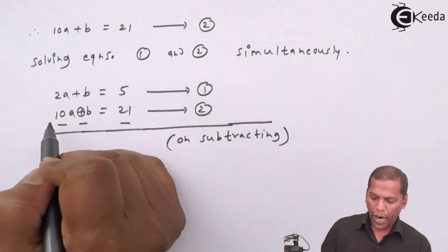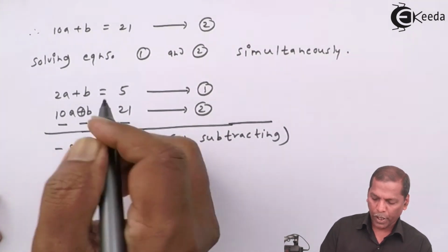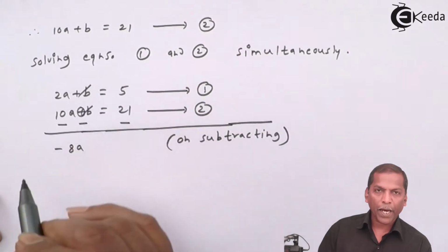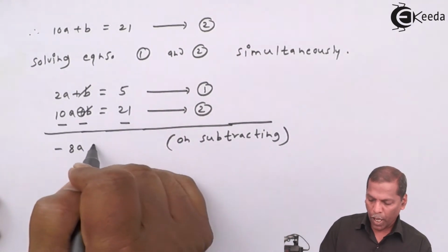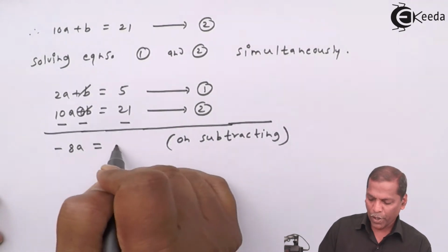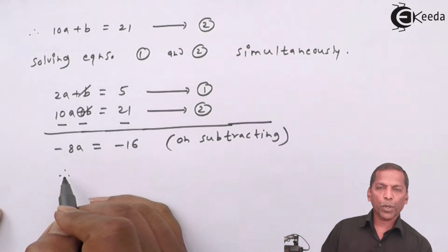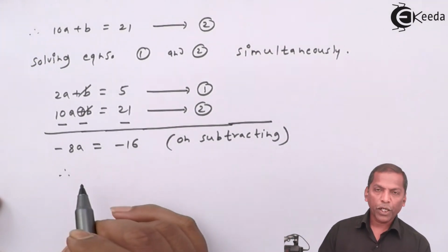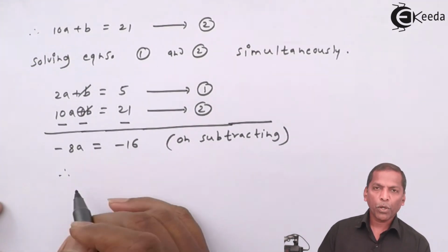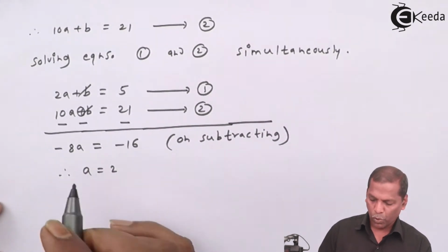Now 2a minus 10a gives minus 8a. We cancel plus b and minus b, and that equals 5 minus 21, so that gives minus 16. We cancel the minus sign from both sides, and then 16 upon 8 gives 2. So therefore a is equal to 2.